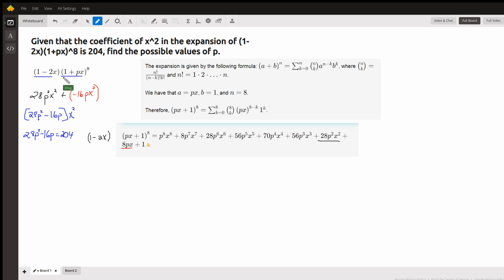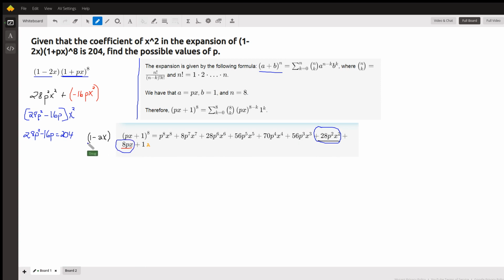Of course, you have to visualize expanding (1 + px) to the 8th power, and this is kind of what you want to look over. Here's the binomial theorem. You don't really have to write this whole expansion. You want to focus on this term and this term.